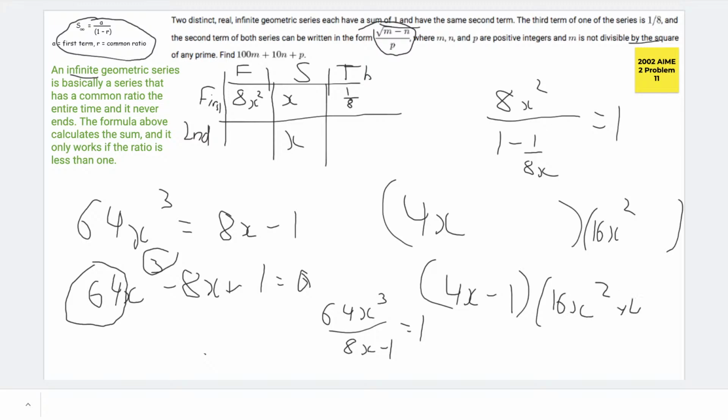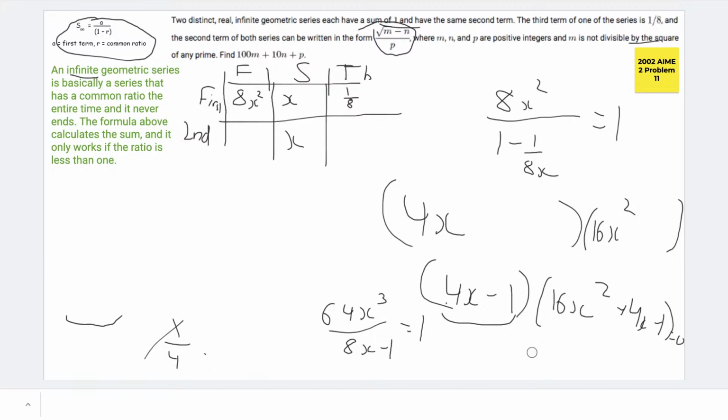And we said that this equals 0. And then to find the value of x, you just set each term equal to 0. So 4x minus 1, if that equals 0, then we know x equals 1 over 4. However, the answer is in the form of square root of m minus n over p. So this is not possible. Now we'll test the other part, which is 16x squared plus 4x minus 1.